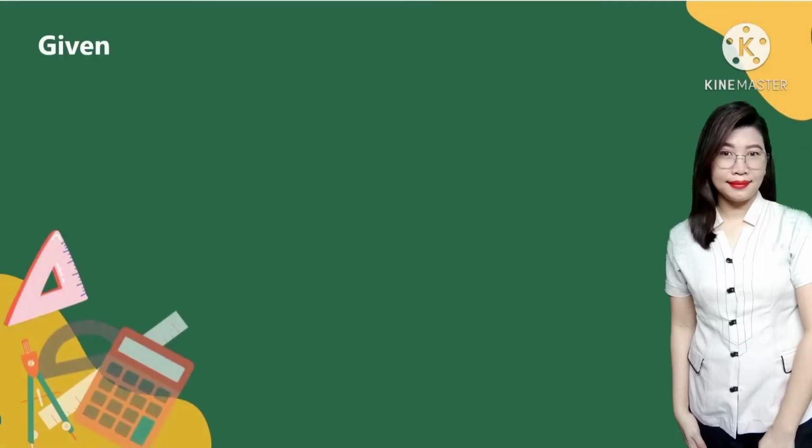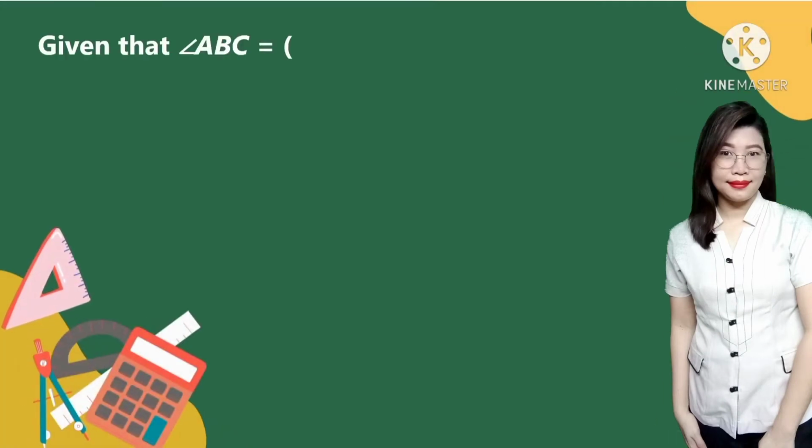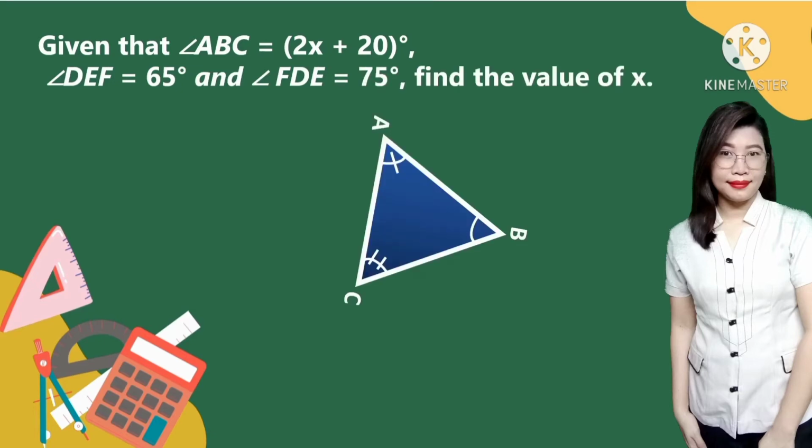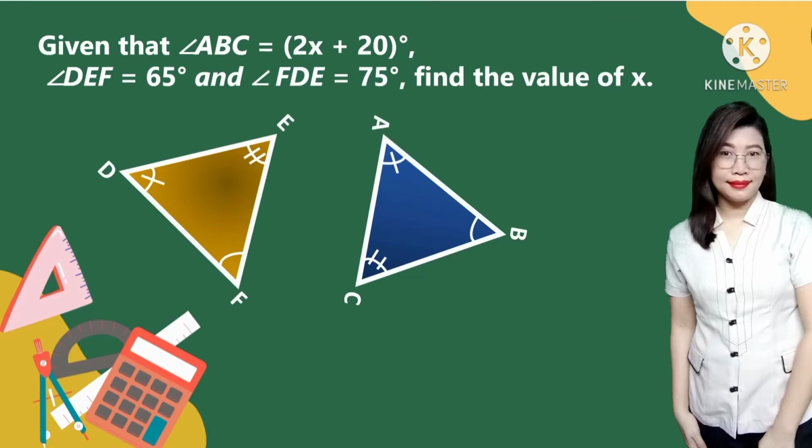Next example. Given that angle ABC is equal to the quantity of 2x plus 20 degrees, angle DEF is equal to 65 degrees, and angle FDE is equal to 75 degrees, find the value of x. These are the triangles ABC and triangle DEF. Now, the measure of angle ABC is 2x plus 20 degrees.